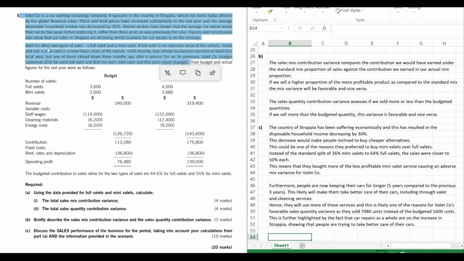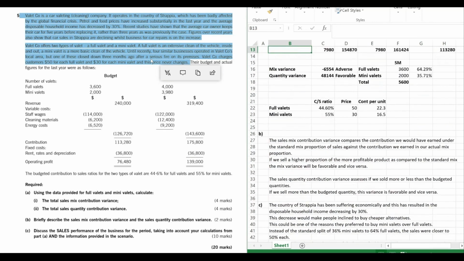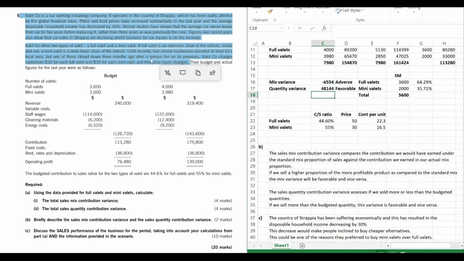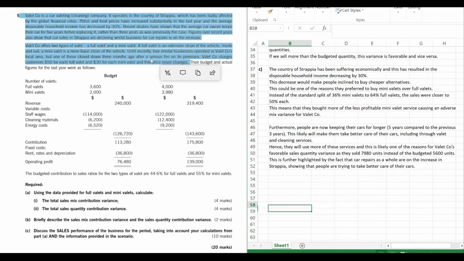Okay, after that it says Valet Co offers two types of valets, full valet and mini valet. Full valet is an extensive cleaning. Mini valet is a more basic cleaning. Until recently, 4 similar businesses operated in Valet Co's local area, but one of these has closed down 3 months ago after a serious fire on its premises. So what does that mean? Well, if there are fewer competitors in the market, when one goes away, their sales will be split up between the other competitors. And that will mean the other competitors, such as Valet Co, would see their sales go up once again, which goes with the sales quantity variance. So we can make some points here.